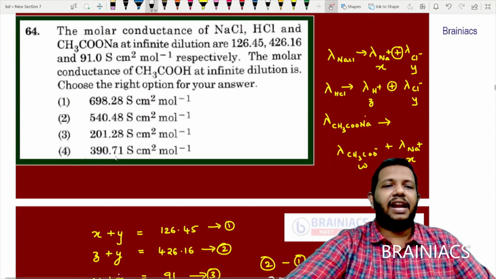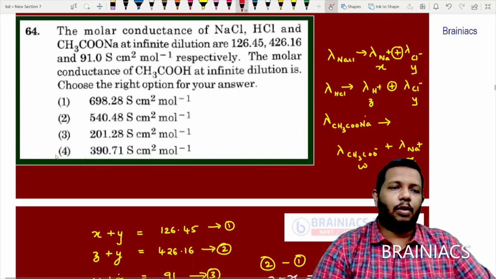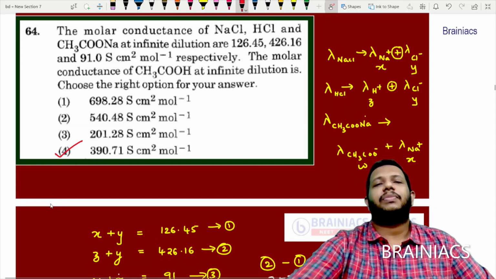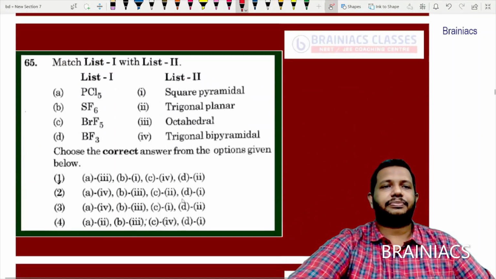Okay, the answer is 390.71. So we have done some approximation. So the correct answer here is option 4. I hope you understood how to do this one. So let's go to the next question.